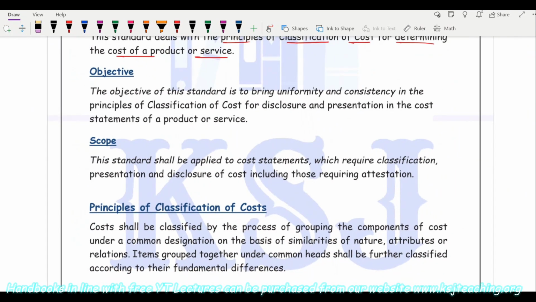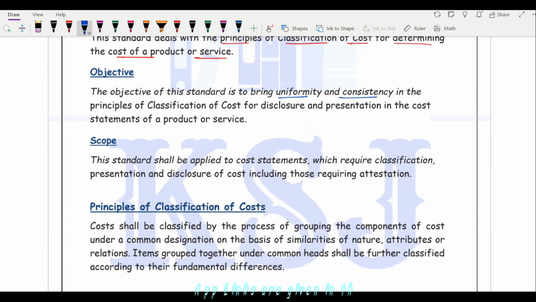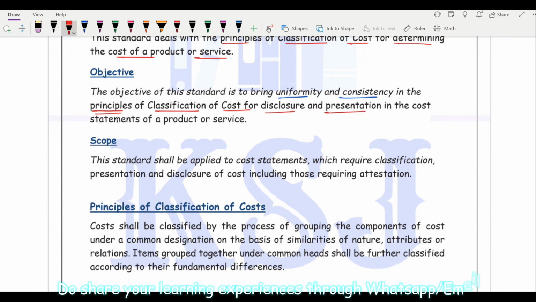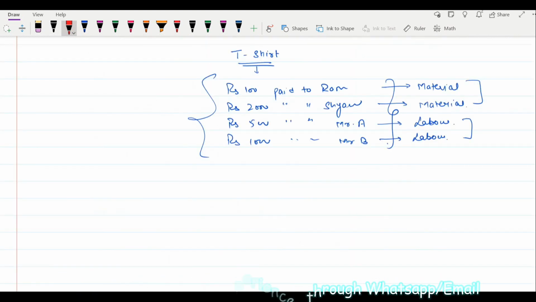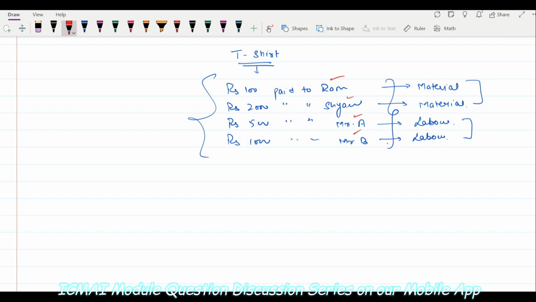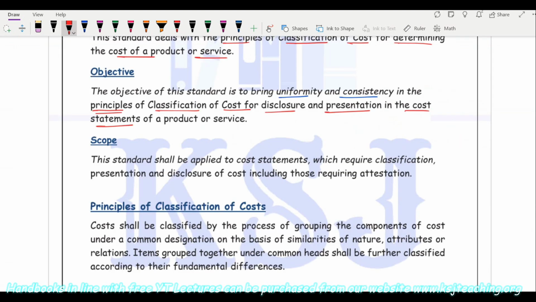What is the objective? The objective of this standard is to bring uniformity and consistency in the principles of classification of cost for disclosure and presentation in the cost statement. Now, if we say that we have to present this thing in the cost sheet, can you present this part in the cost sheet, that paid to Ram, Sham, Mr. A? Under which head will you write it? You won't know, right? And if it is classified as material cost or labor cost, then what will happen? Yes, you can easily identify. If it is a direct material cost, we have to take it accordingly. And if it is an indirect material or labor cost, then we have to take it under factory overheads. Clear? So that is why this classification of the cost is very, very important.